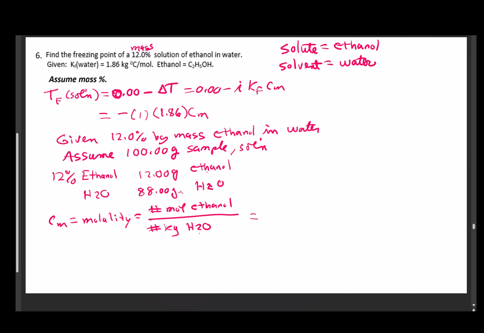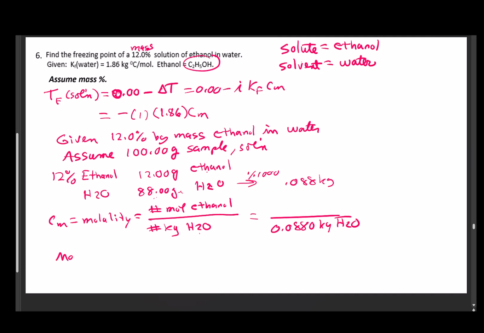Well, 88 grams of water, that's pretty easy. Divide by 1,000, that's 0.088 kilograms of water. Right? Move the decimal place 3 places to the left. So the number of kilograms is easily obtained from the grams by dividing by 1,000. But to get the number of moles of ethanol, we need the molar mass of ethanol. That's why we have a formula here.